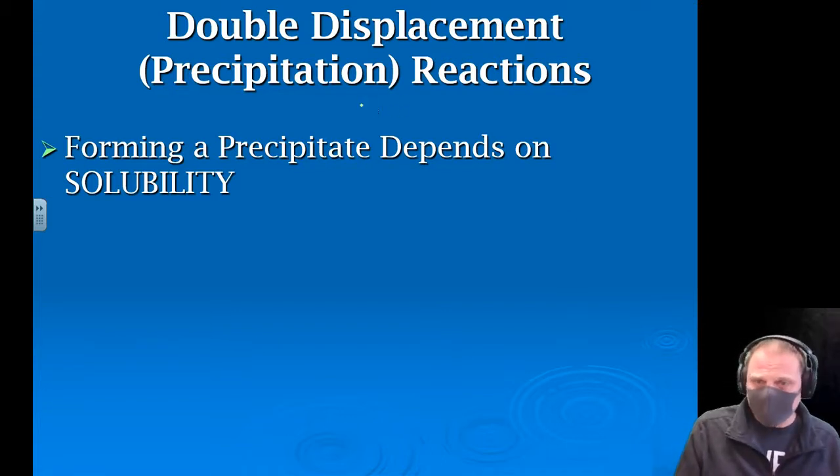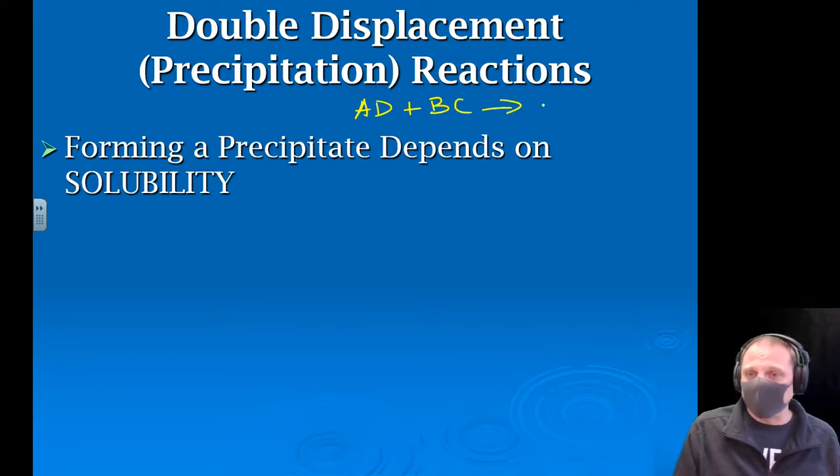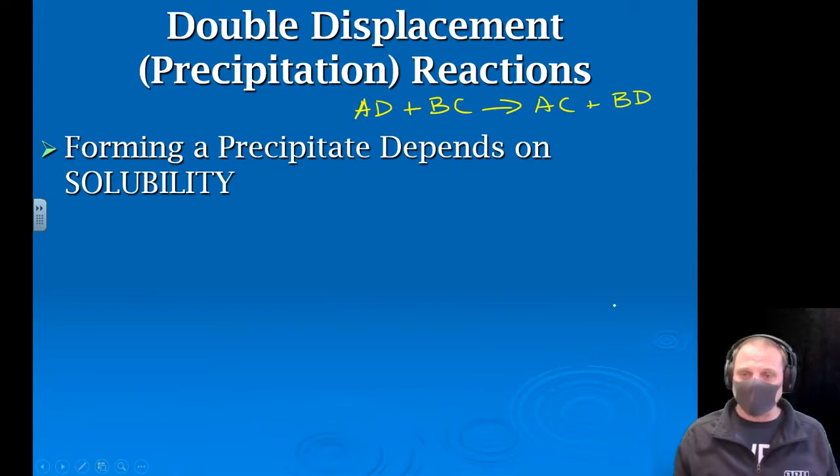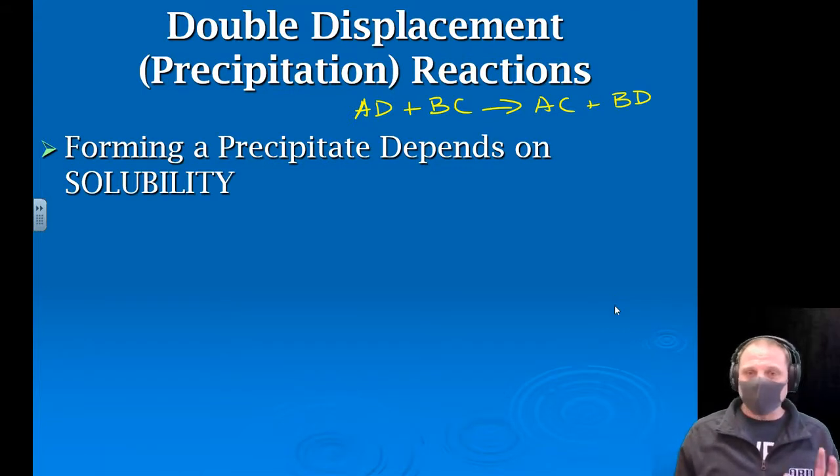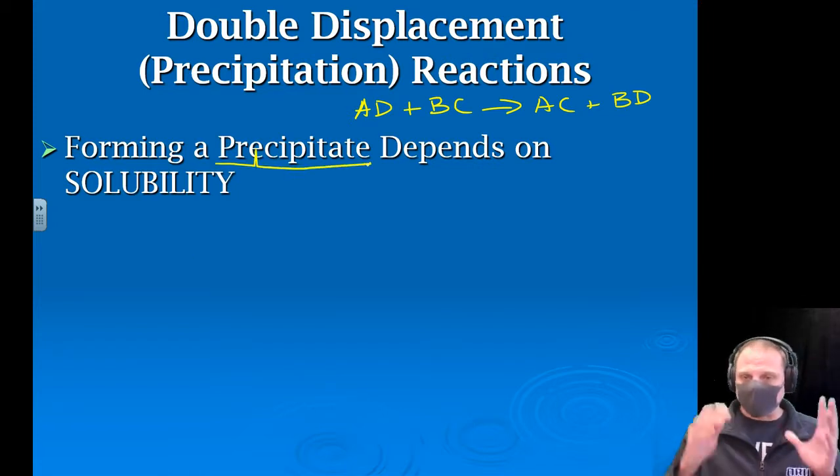Remember that we had situations in which AD was going to the dance with BC, and then after they finished, they swapped dancing partners, and A was going away from the dance with C, and then B was going away from the dance with D, right? They swapped their dancing partners. Well, that was the double displacement reaction. And sometimes in a double displacement reaction, you're going to get a precipitate, right? That solid that falls out of solution.